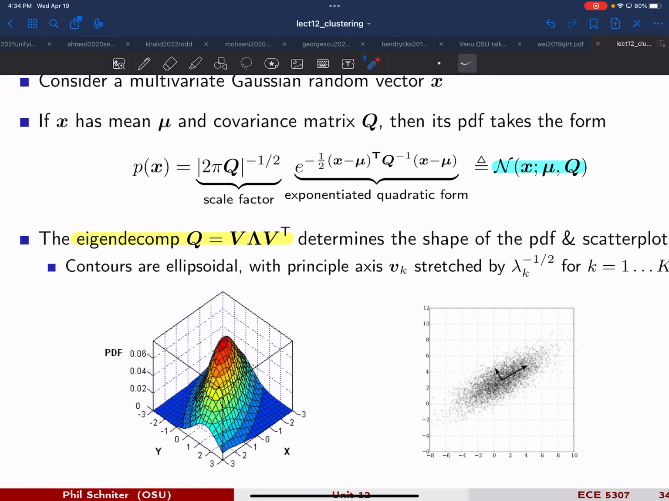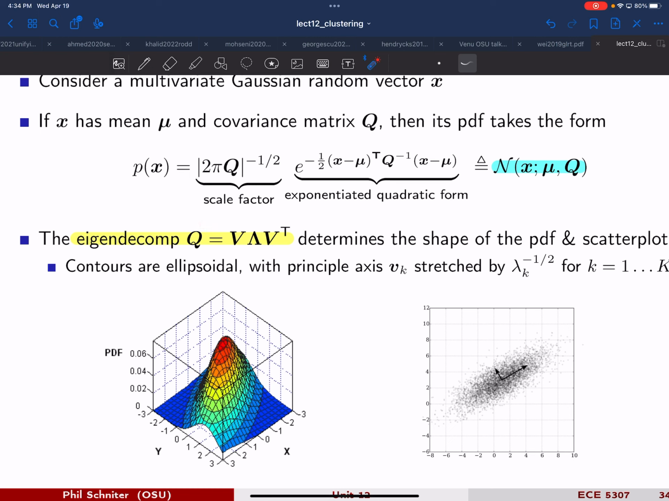Is it less than 1? Is it the square root of something less than 1? I think it might be. So somehow the inverse is coming into play. It might be that this is of the inverse. Okay, I'll have to think about this.